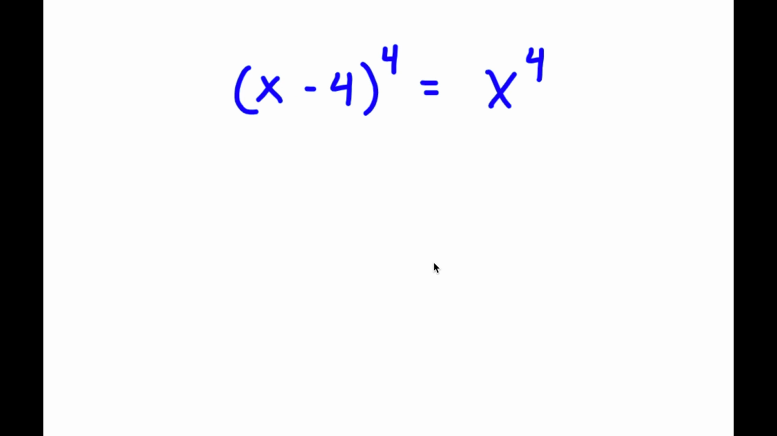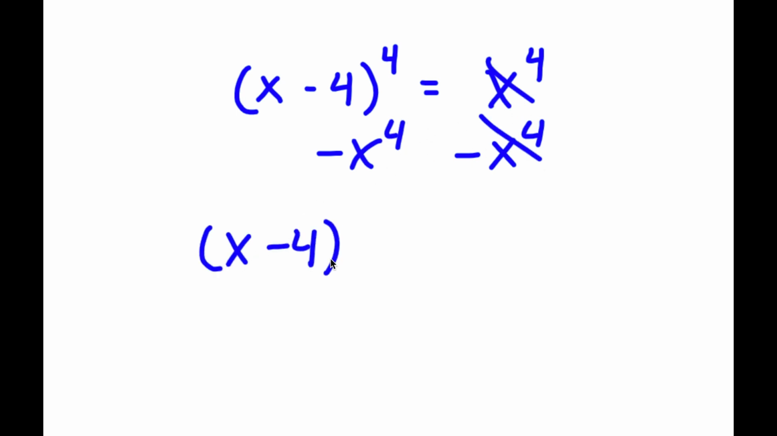Alright, so in this problem, I have (x minus 4) to the power of 4 is equal to x to the power of 4. To solve this, I'm going to start by subtracting x to the power of 4 on both sides. So then these two cancel out. Now I have (x minus 4) to the power of 4 minus x to the power of 4 is equal to 0.